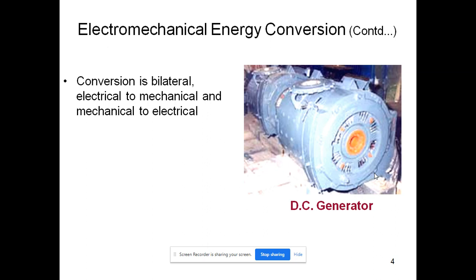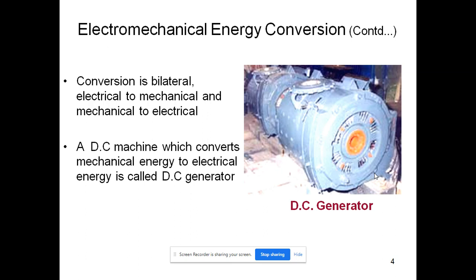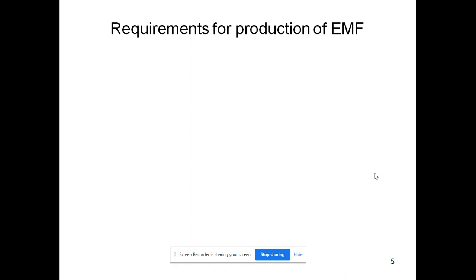It is bilateral, that is, a machine which converts electrical to mechanical energy is called a motor, whereas a machine which converts mechanical energy to electrical energy is called a generator. A DC machine which converts mechanical to electrical is called a DC generator.